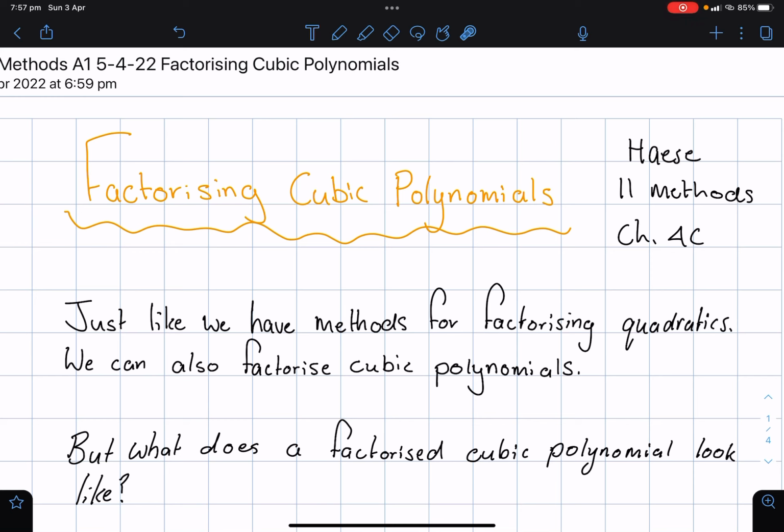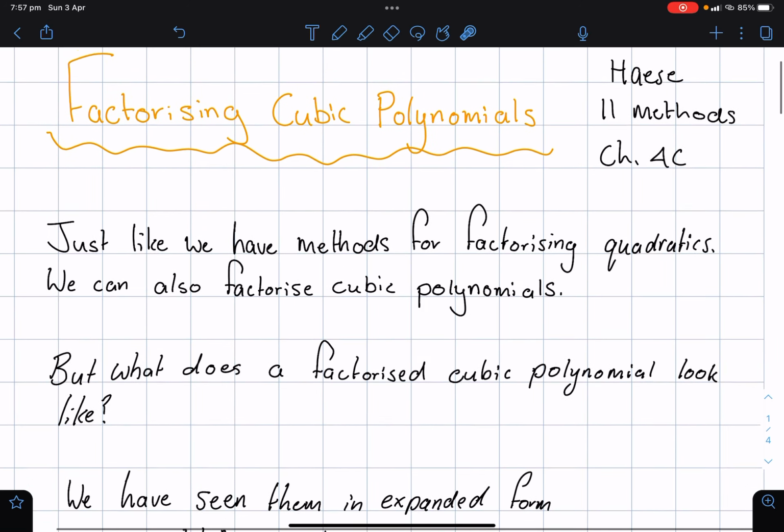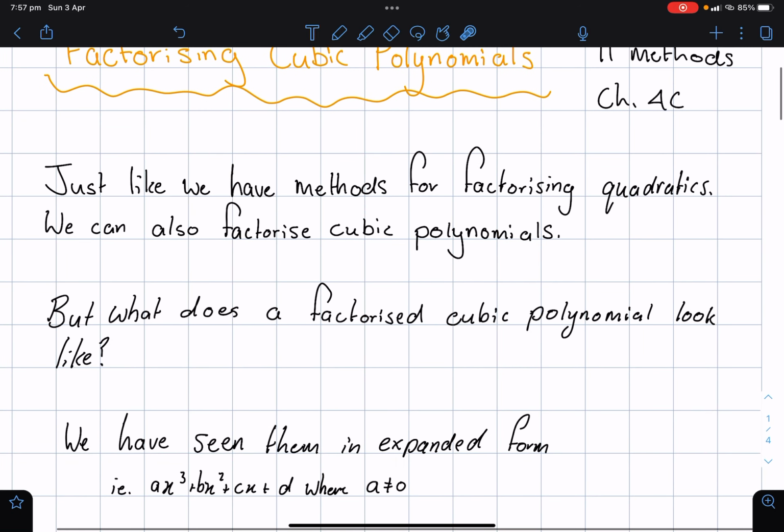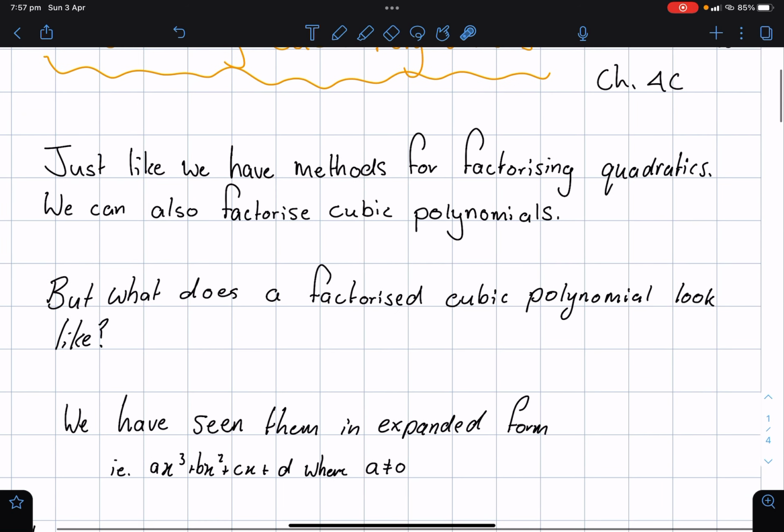But what does a factorised cubic polynomial look like? We've been doing a lot of work with cubic polynomials in the form x cubed plus 2x squared plus 3x plus 4. But what would that look like in factorised form? We've seen it in expanded form, so I've written a very general cubic polynomial there, and remember that the coefficient of the x cubed term cannot be 0, otherwise we do not have a cubic polynomial.